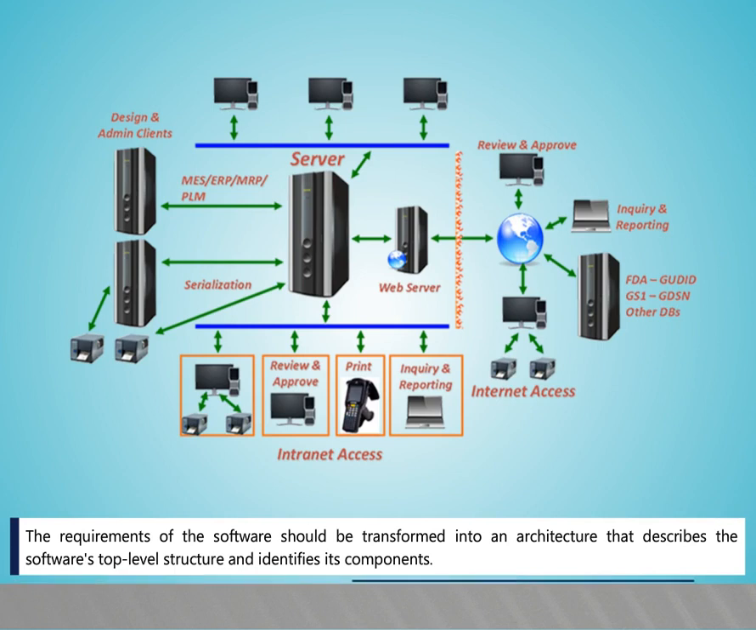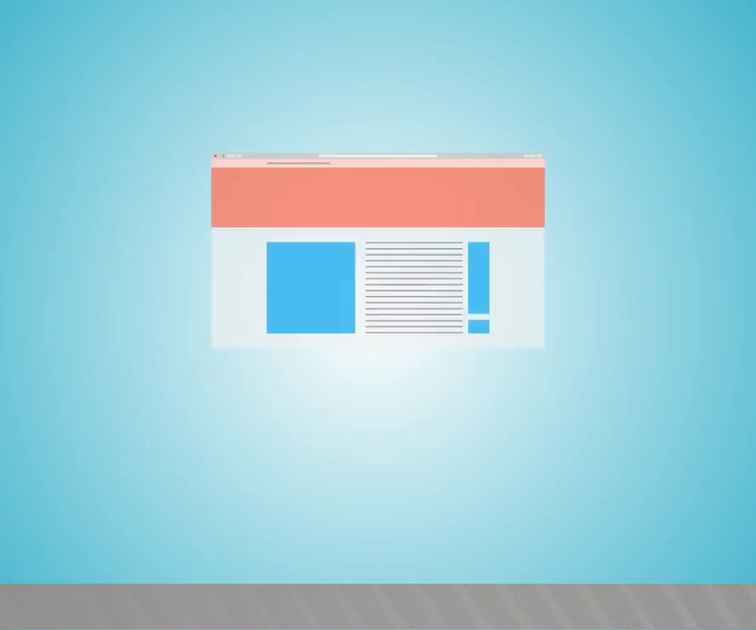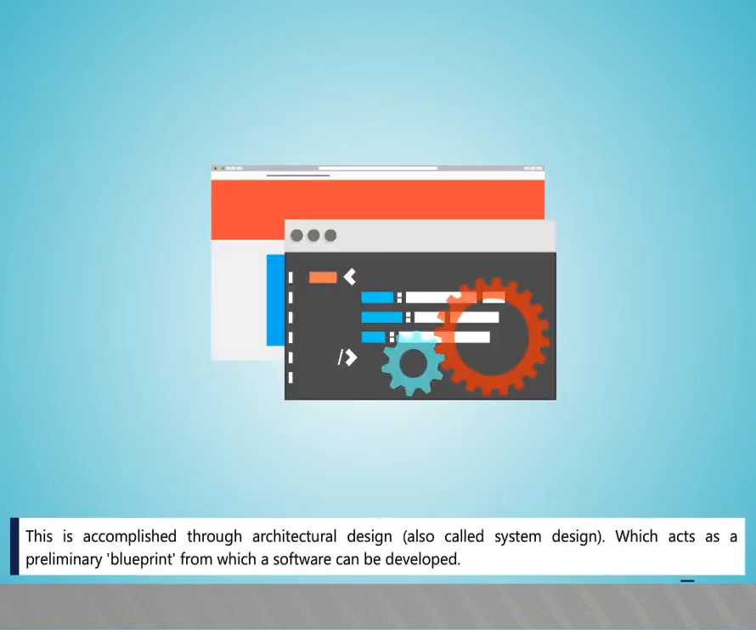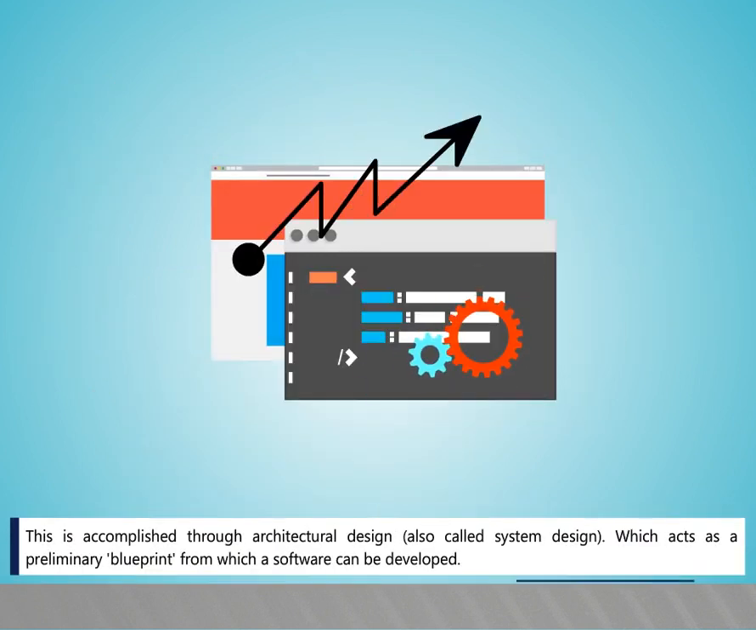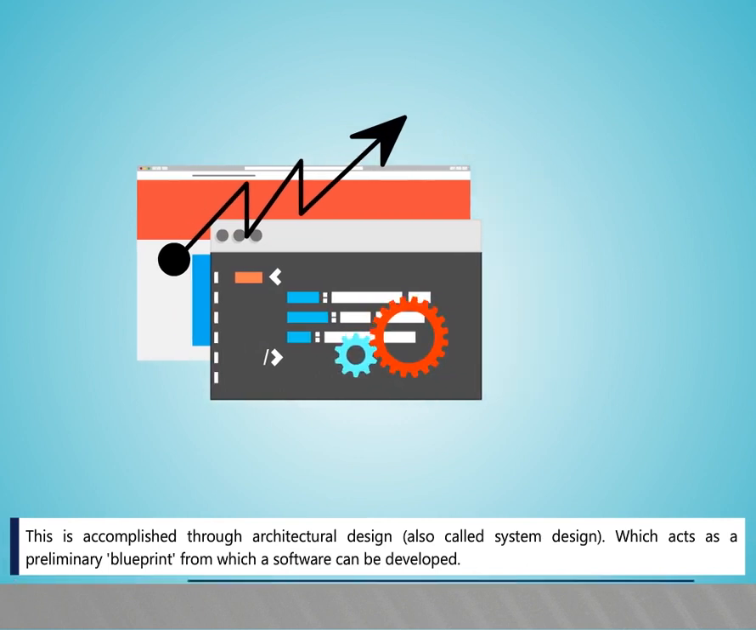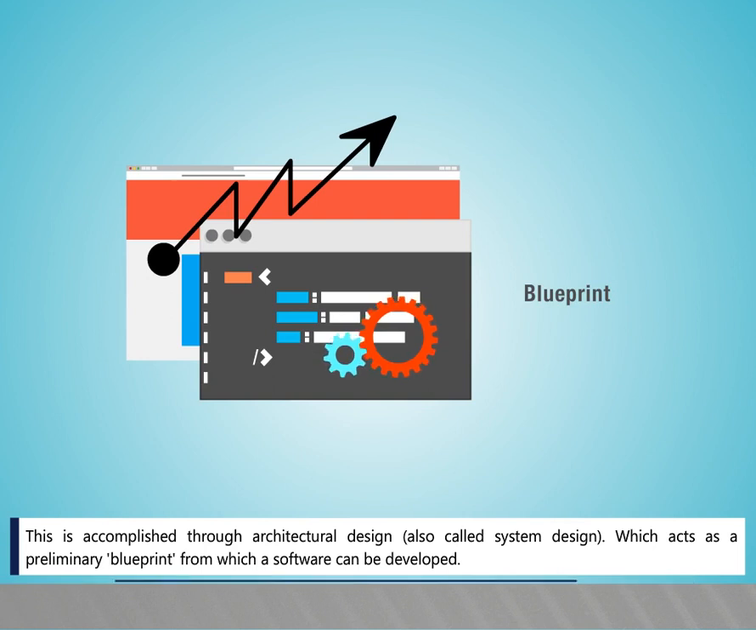The requirements of the software should be transformed into an architecture that describes the software's top-level structure and identifies its components. This is accomplished through architectural design, also called system design, which acts as a preliminary blueprint from which a software can be developed.